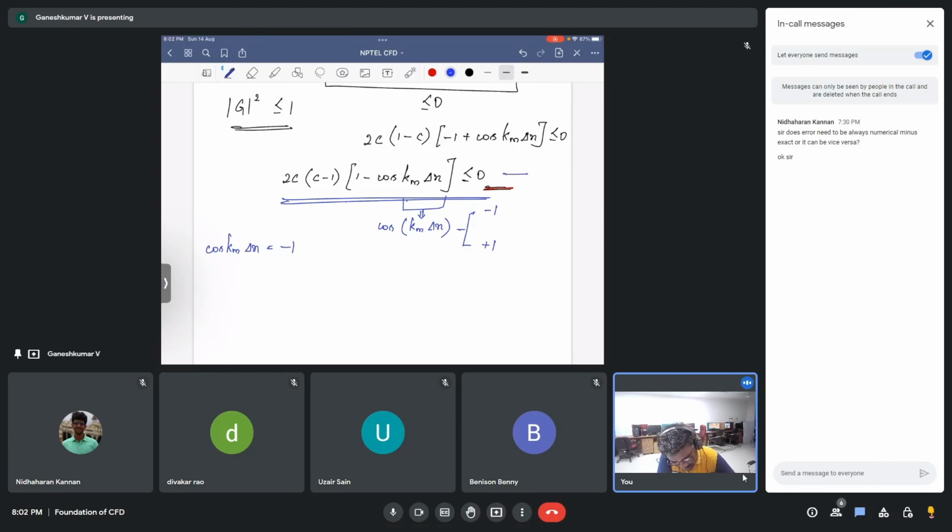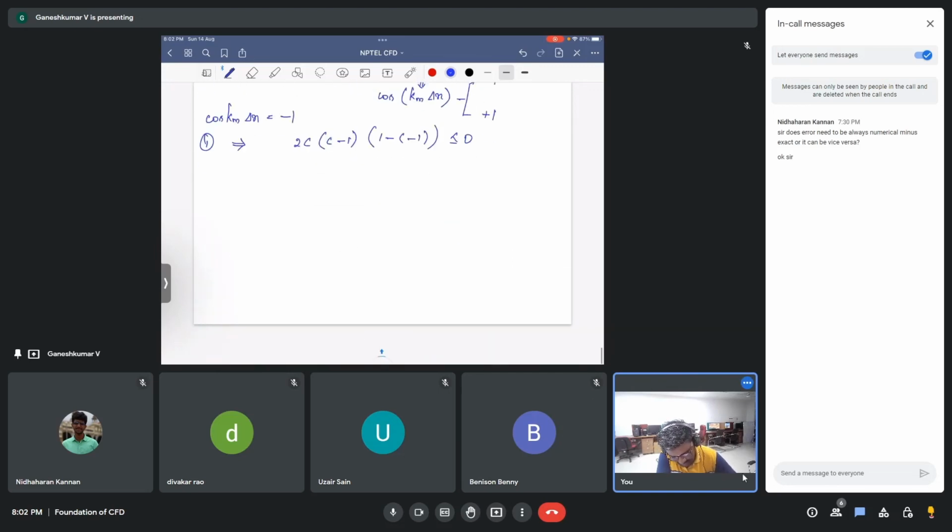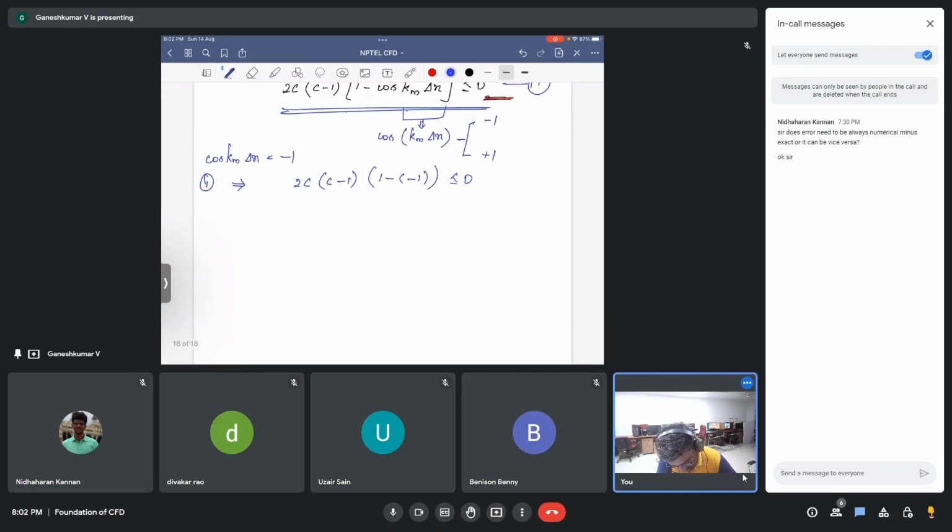Now what happens to the equation? Let's call this equation 1. It becomes 2c into c minus 1 into 1 minus of minus 1, which has to be less than or equal to 0, right? Is this clear? Yes, sir. So this has to be times 2, it should be less than or equal to 0. So 4c times c minus 1 should be less than or equal to 0. This is one condition we have.